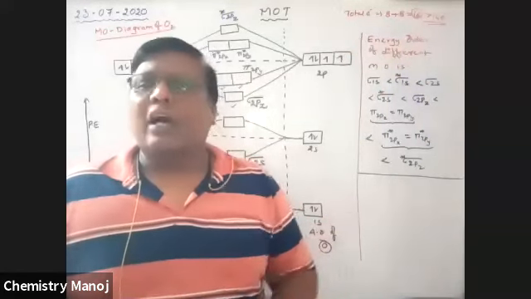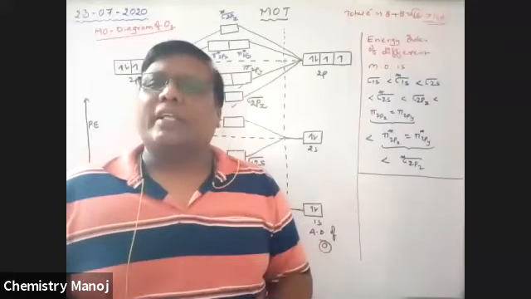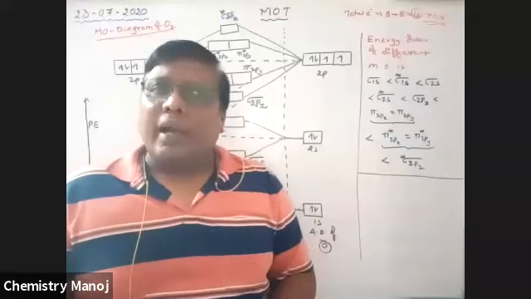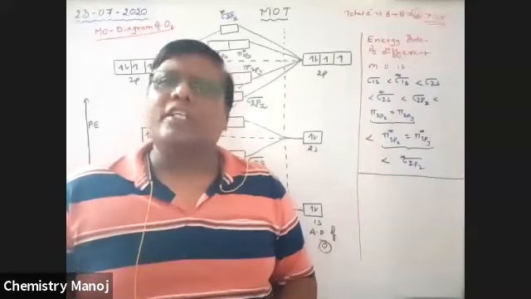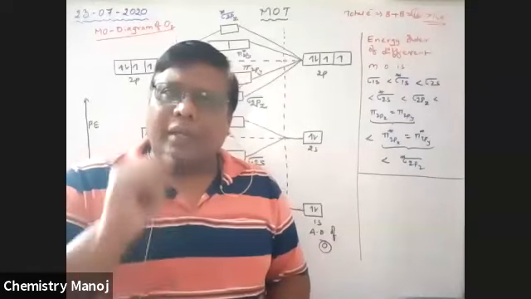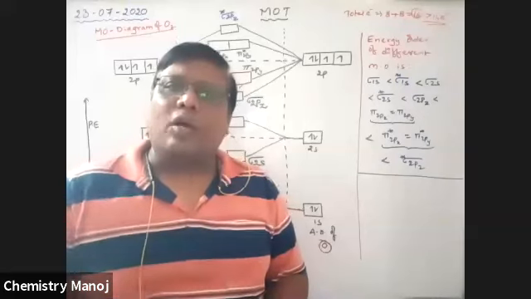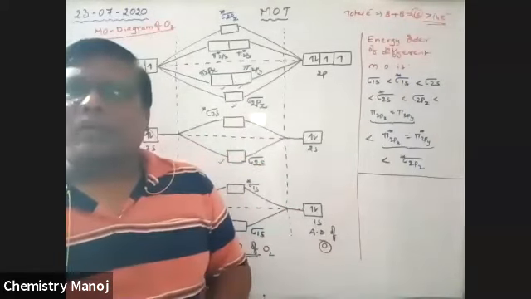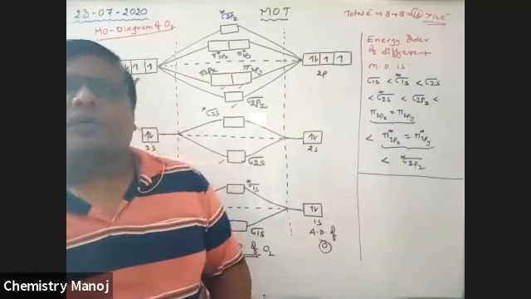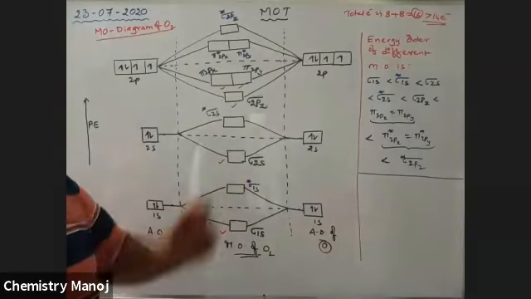That is the Aufbau rule. Next, Hund's rule. Wherever degenerate orbitals are there, each orbital is filled with one electron, and then pairing takes place. That is Hund's rule. Pauli's exclusion principle: an orbital can accommodate a maximum of 2 electrons. That is Pauli's exclusion principle. So now these molecular orbitals also follow these 3 rules.